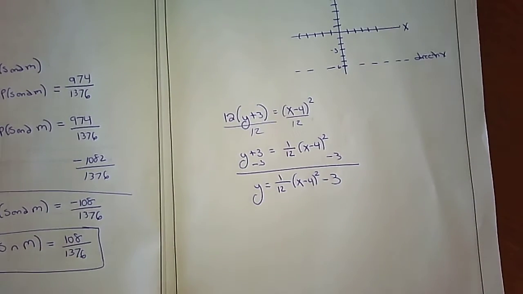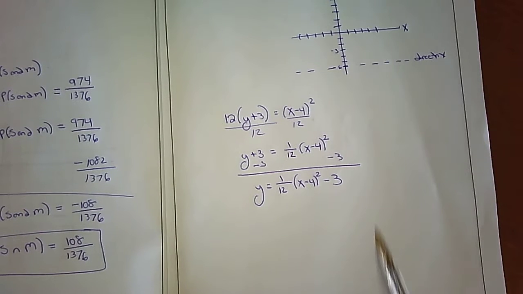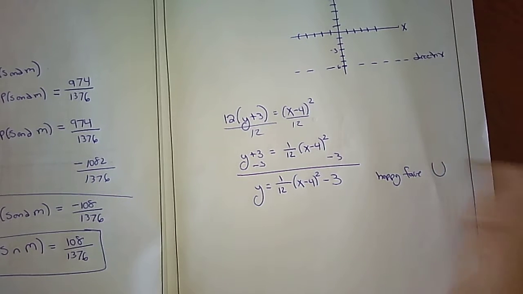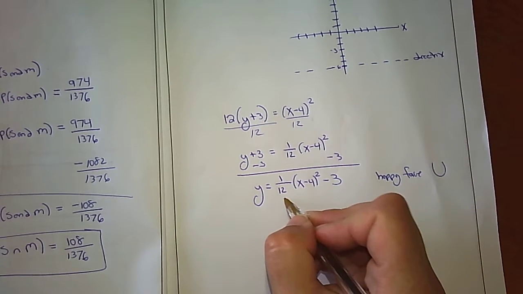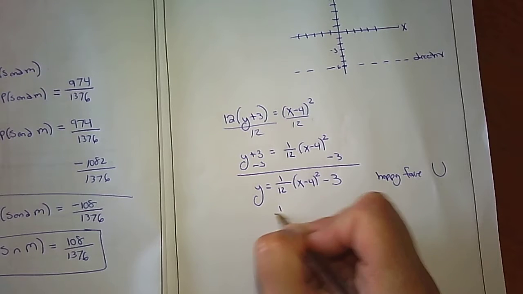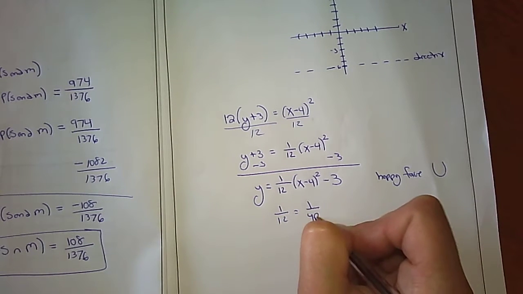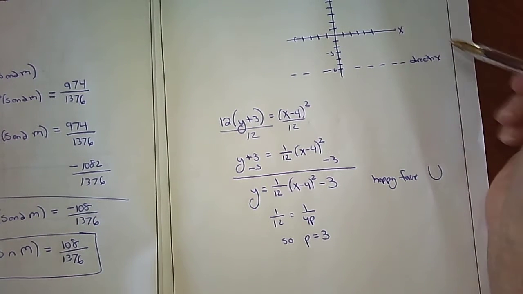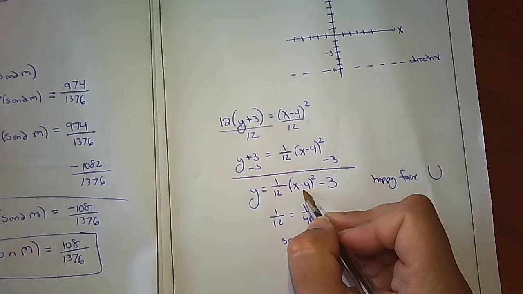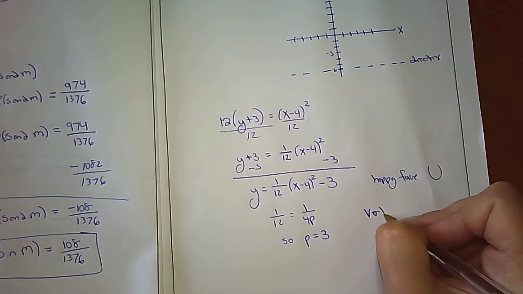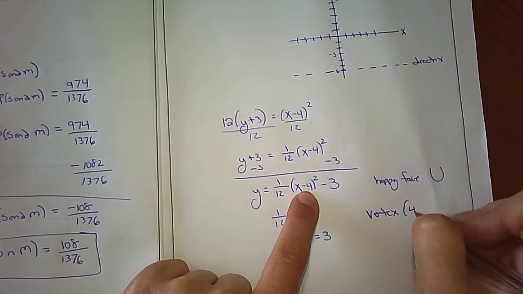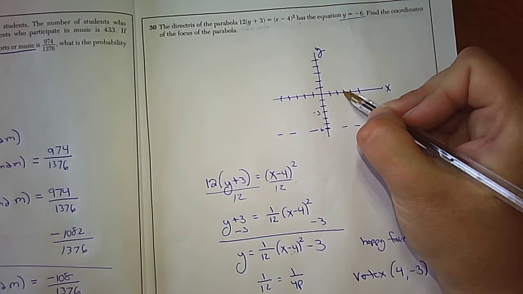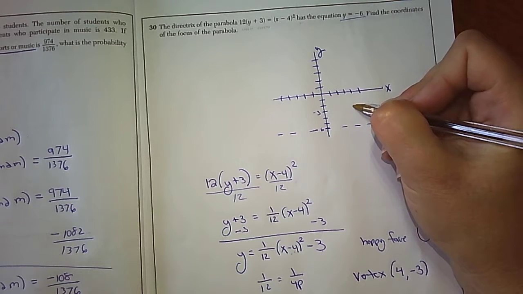Now this is where I start deciding, is it a happy face parabola or a sad face parabola? So I'm going to write down happy face. It means our parabola's got to look like that, right? And remember, we need the p. 1/12 has to equal 1/4p. So p equals 3. Okay, so I know it's a happy face parabola. And this is the vertex point. The vertex is going to be 4, negative 3. So the vertex point is 1, 2, 3, 4, 1, 2, 3, right here.